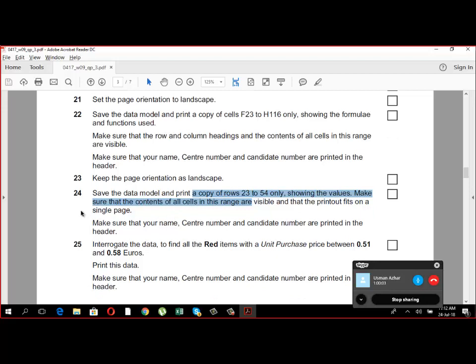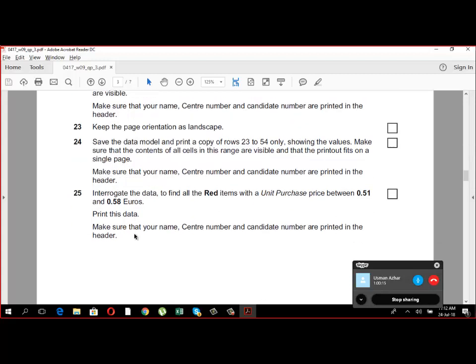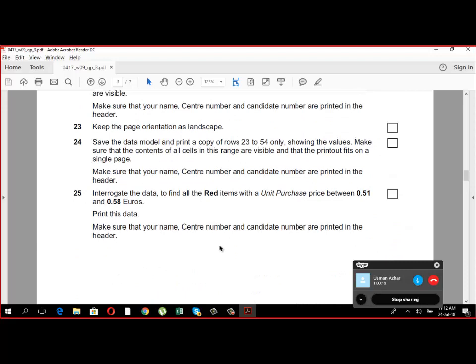I'll come there. Till 20, I'll tell you. Till 24, is it done? Any problem? 22 to 24 we'll print out. Now 25 is pretty easy. Don't worry, the last point is easy.